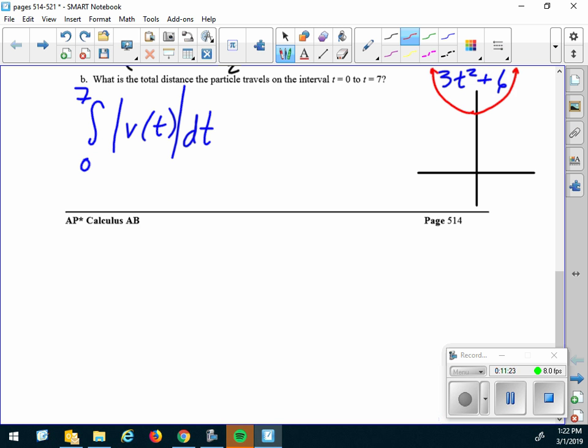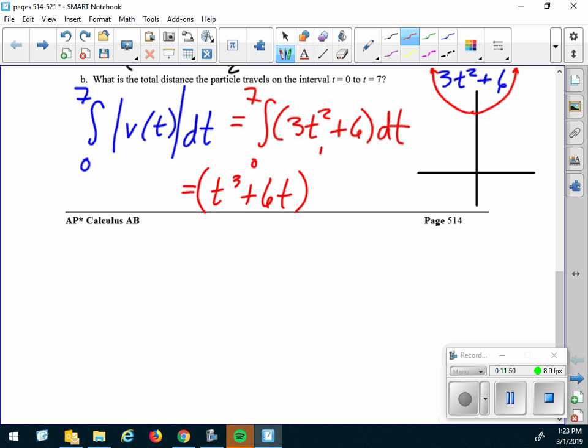Do you notice that this is always above the x-axis? So this is always going to be positive. So we can just flat out integrate. This is going to be the integral from 0 to 7 of 3t squared plus 6 dt. We don't need the absolute value because those y values are always positive anyway. What's 7 cubed? I don't know what 7 cubed is. 343?